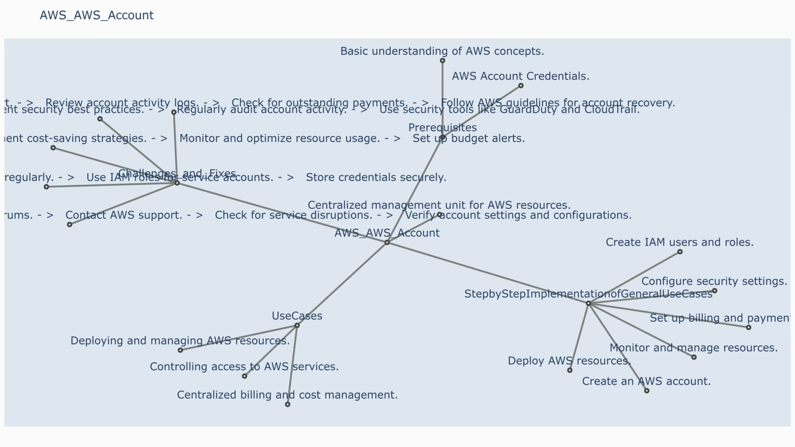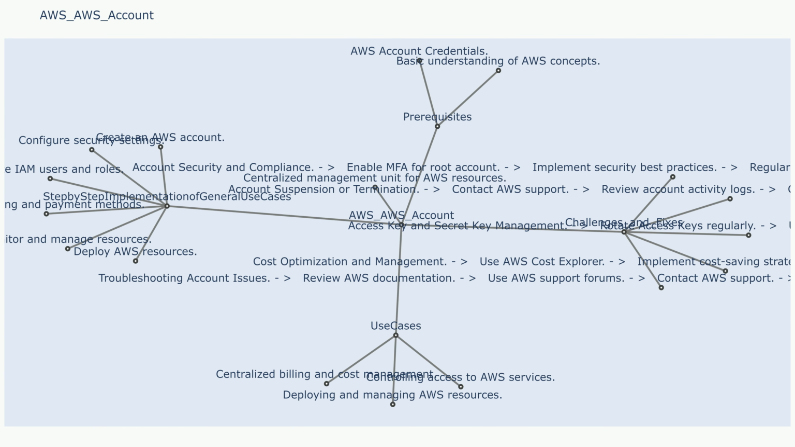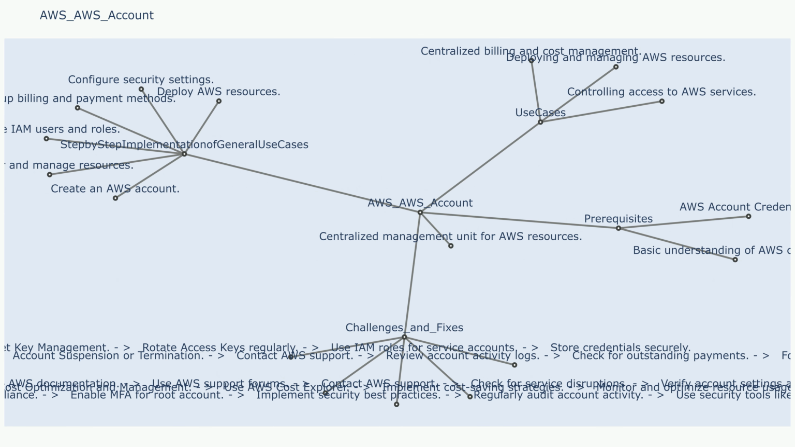AWS Account Description: Centralized Management Unit for AWS Resources. It acts as the primary account for accessing and managing all AWS services, resources, and billing.